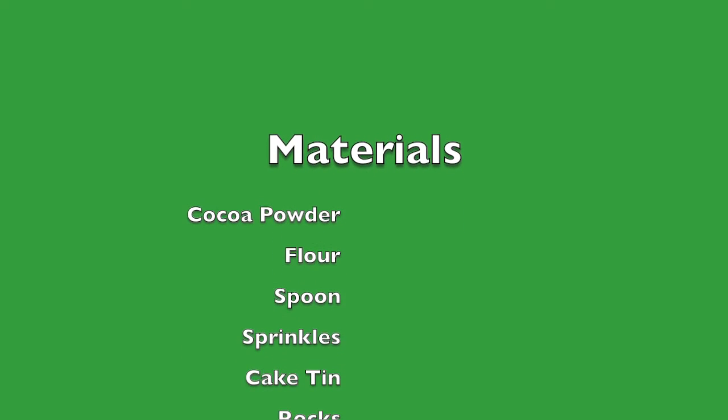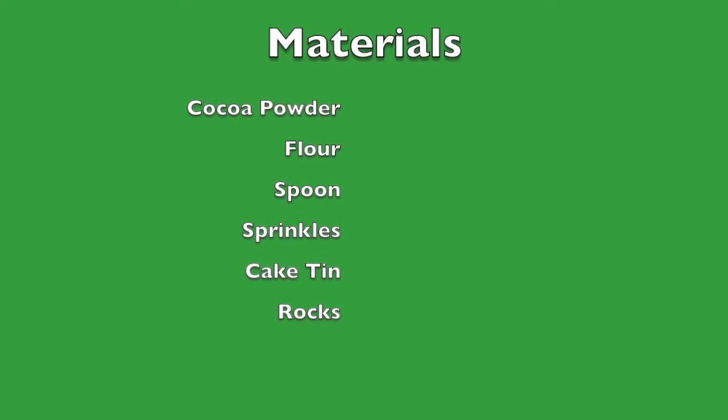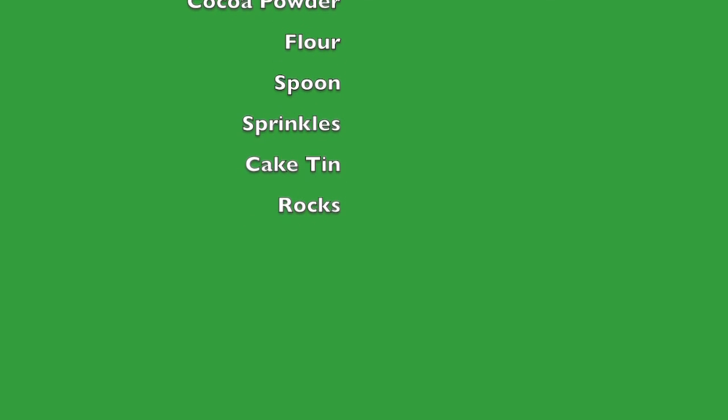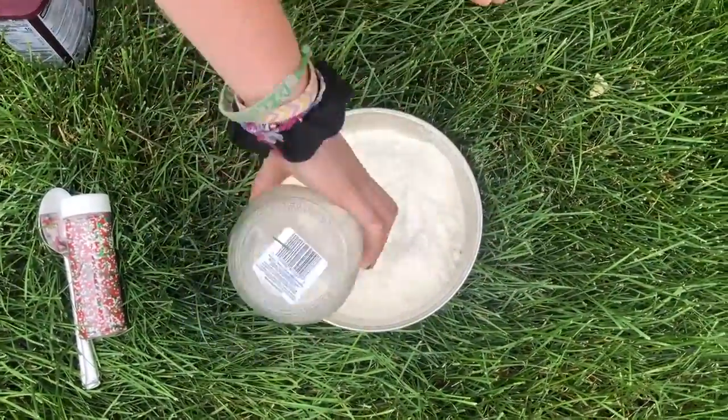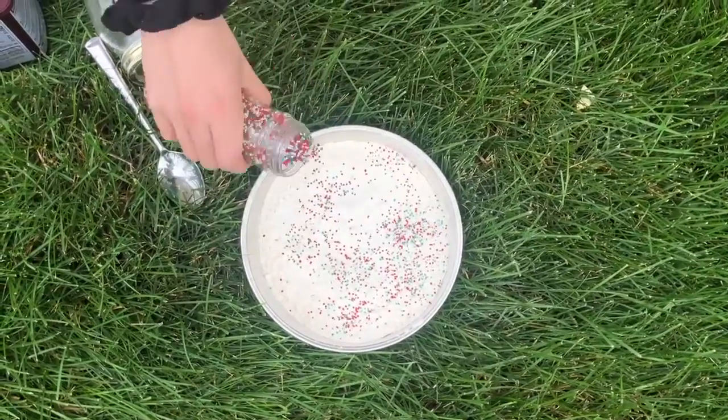flour, a spoon, sprinkles, a cake tin, and rocks. First, you'll start by adding a 1-inch layer of flour to your cake pan. Next, you're going to add a layer of cake sprinkles to mimic rocks and minerals on the moon. Finally, you're going to add a layer of cocoa to serve as the moon's surface. Make sure it covers all the flour and sprinkles.